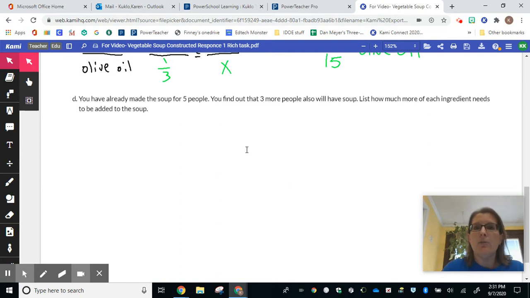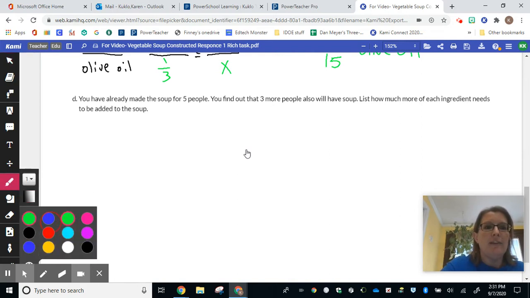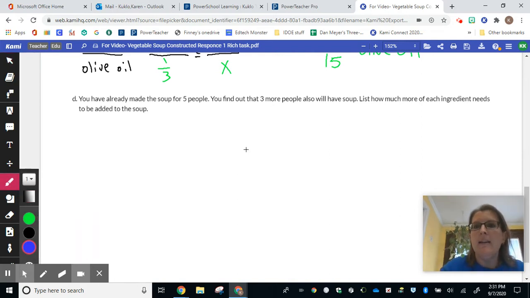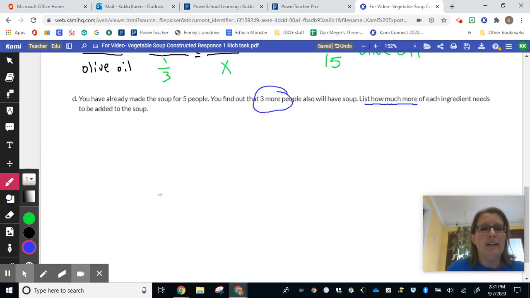You find out that 3 more people will also have soup. List how much more of each ingredient needs to be added to the soup. So you don't have to find the total amount of soup you're making. You have to figure out how much more you're going to put into the soup to feed those 3 more people. So I have to list all the ingredients again.